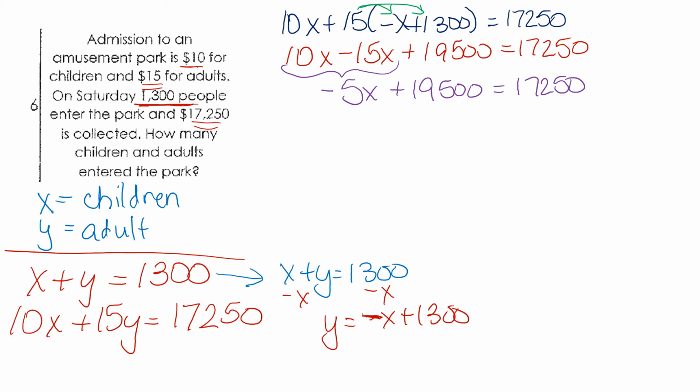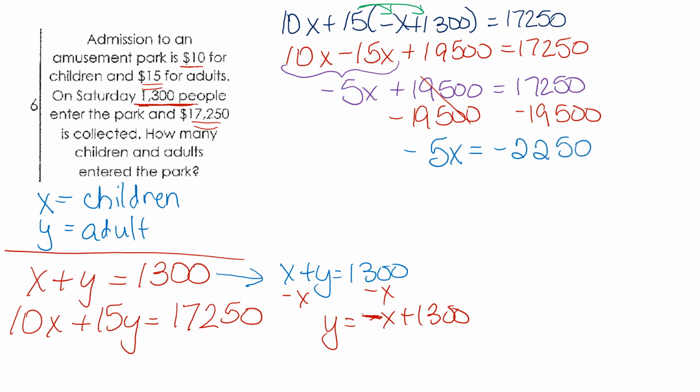We need to move the 19,500, so we're going to subtract that on both sides, doing that inverse operation. Our goal is to isolate this variable, so that's the reason we're doing this. So when I subtract 17,250 from 19,500, that leaves me a negative 2,250, and I'm going to need to divide that by negative 5. Your negatives are going to cancel out, so that's going to leave us a positive x value of 450.